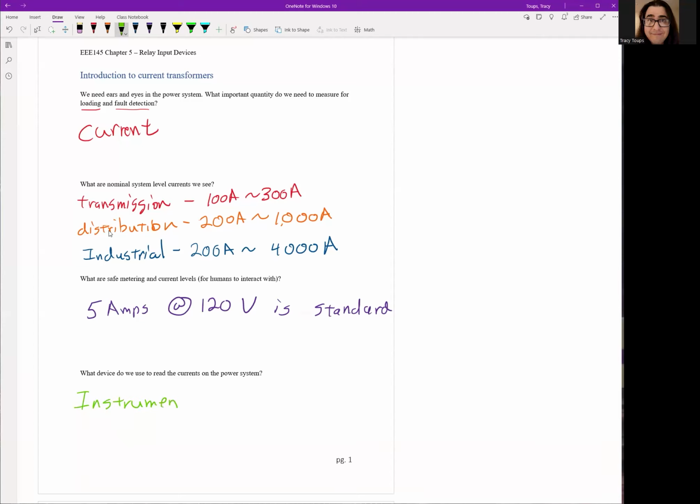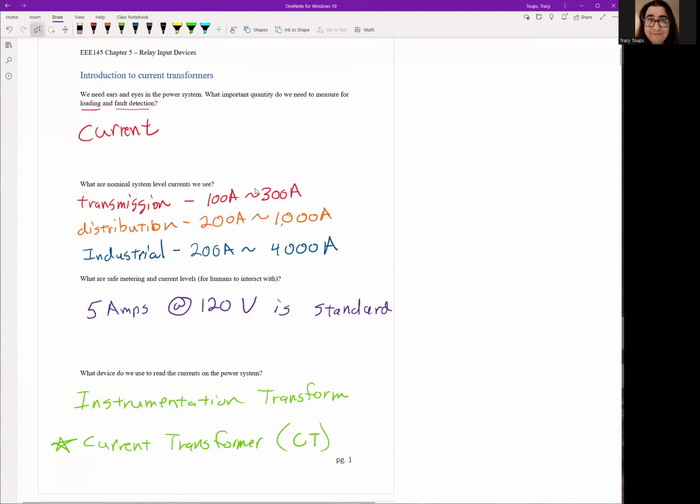Instrumentation transformers. As you remember, a transformer can lower or increase the current or voltage levels, and we want to lower it to safe human levels for metering and for us to interact with, and that's called instrumentation levels. That's why they're called instrumentation transformers. And specifically for current, we use a current transformer, or a CT for short. So this is what we're going to be talking about today, the current transformer.